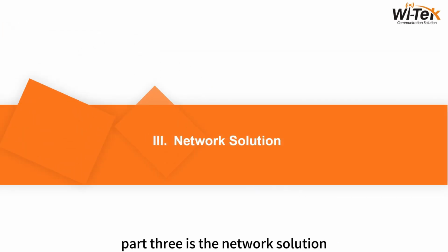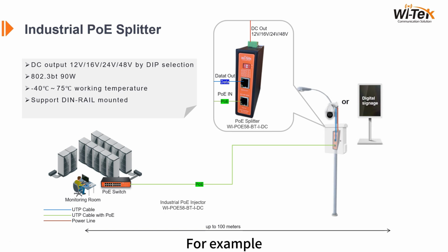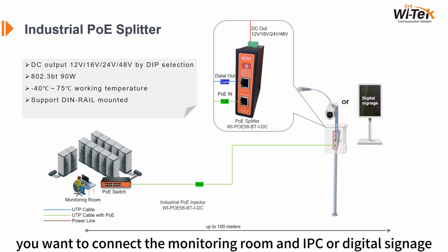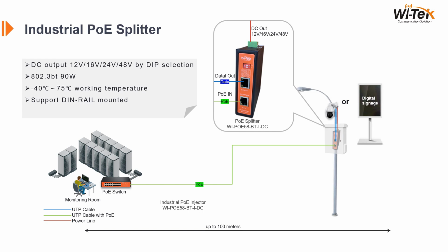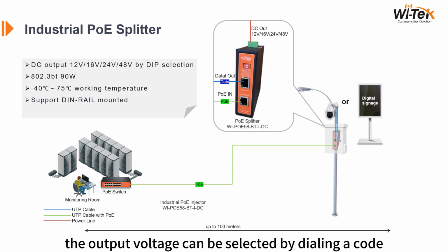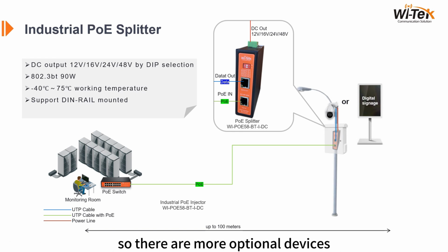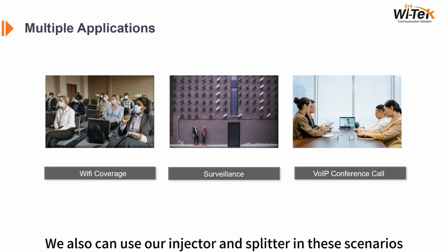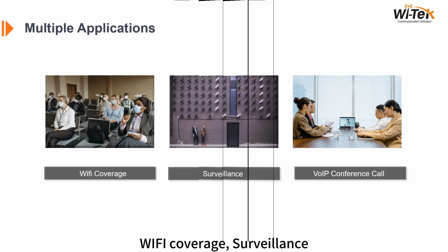Part 3 is the network solution. For example, you want to connect the monitoring room and IPC or digital signage. But with the old camera, does not support PoE in, this time you can use a splitter, PoE into data and power. Data can send back the camera screen, and power the digital signage. Although this one has only one DC port, the output voltage can be selected by dialing a code, so there are more optional devices. We also can use our injector and splitter in these scenarios: Wi-Fi coverage, surveillance, VoIP conference call.